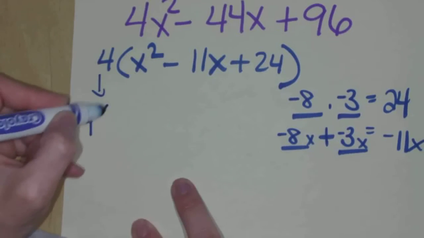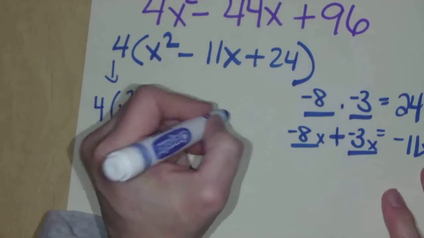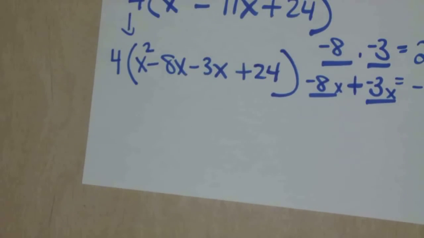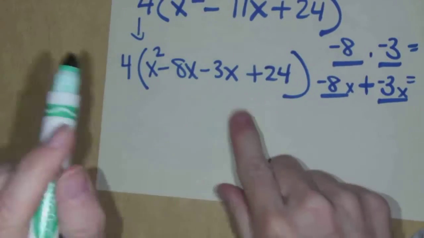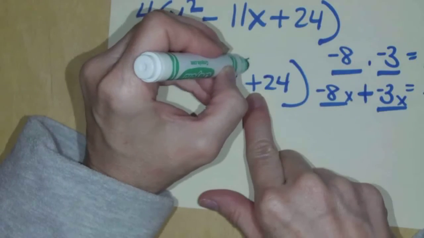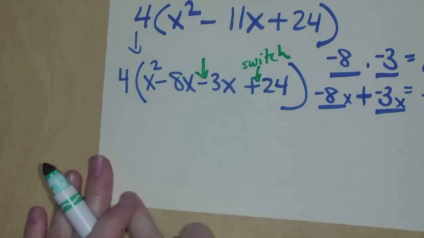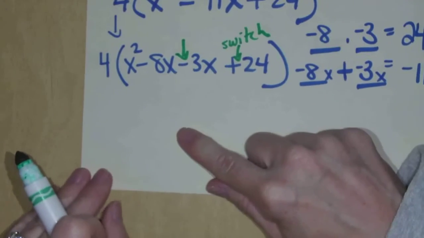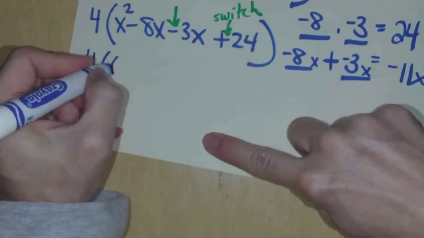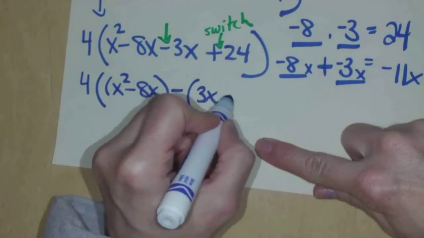So I'm going to come over here. The 4 slides down. Inside, I've got x squared minus 8x minus 3x plus 24. Okay, look out. I already see the red flag. The sign in between the second and third term is a minus, meaning he's going to switch. This sign right here is going to have to switch when I group. So let's keep going. So let's do our 4 on the outside. Okay, so now I've got x squared minus 8x minus, here I go, 3x minus 24.